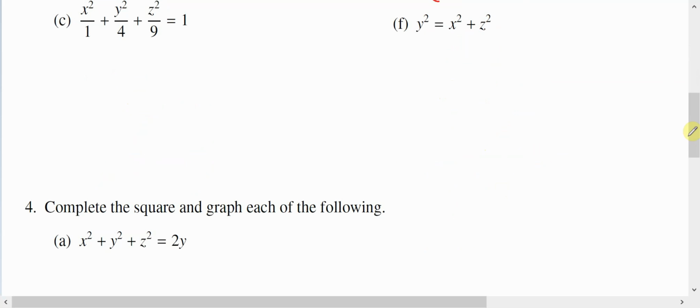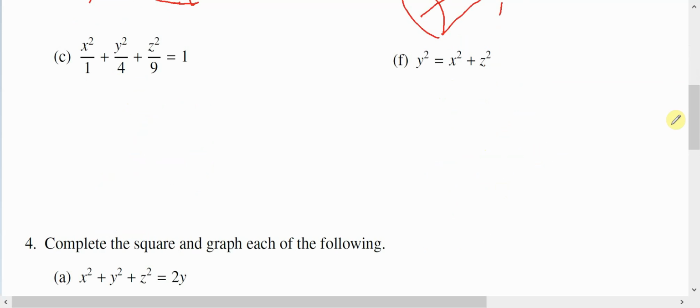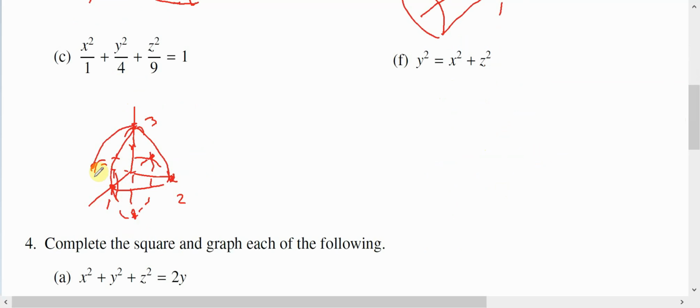Okay, part C. This is an ellipsoid because we've got all plus signs here. So we'll do the ellipsoid. And this ellipsoid is going to cross at 1, and back here at minus 1. It's going to cross at 2, back here at minus 2, and then up here at 3, and down here at minus 3. So you kind of connect the dots in a reasonable way. It's going to come down around here and up the top. So something like that. There's your ellipsoid.